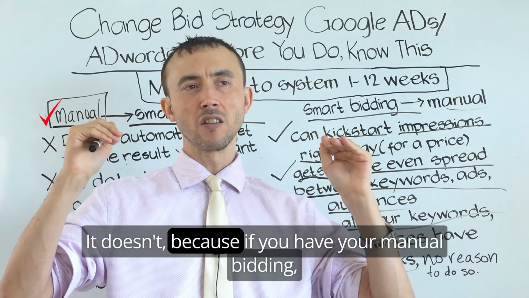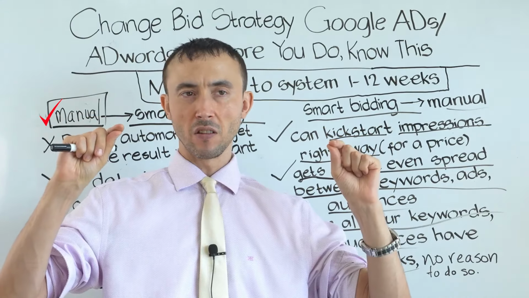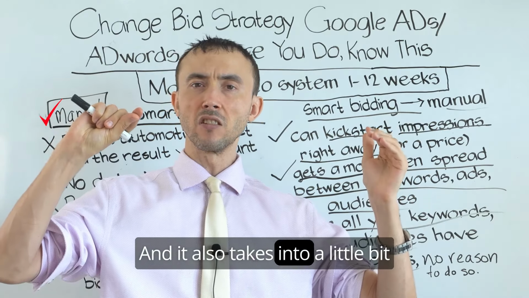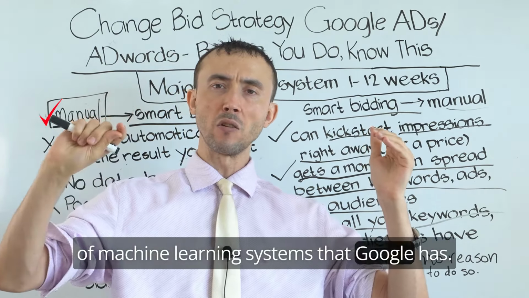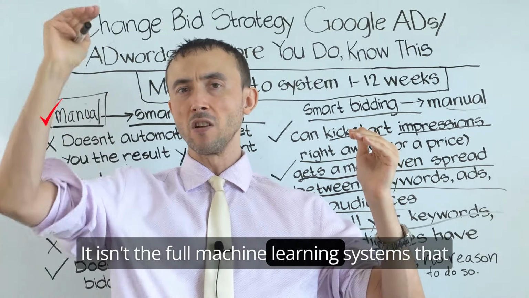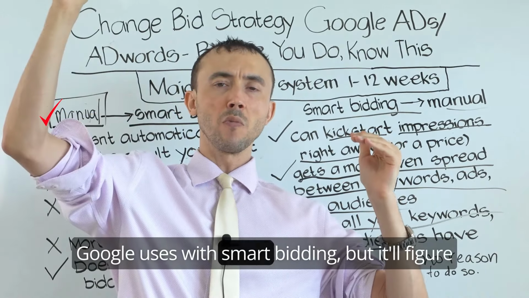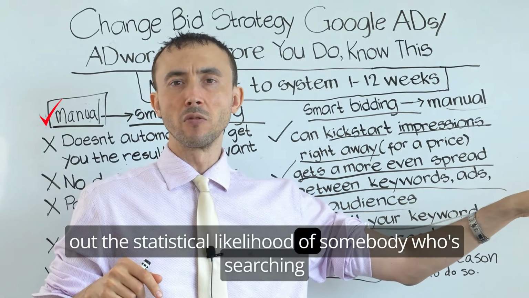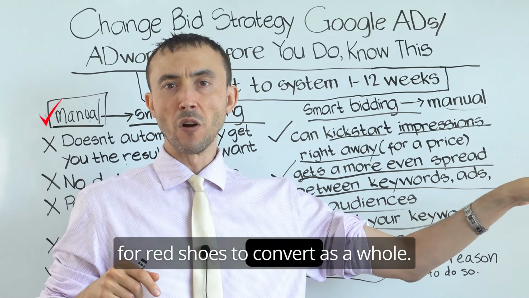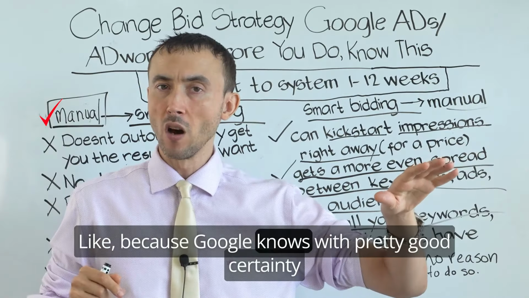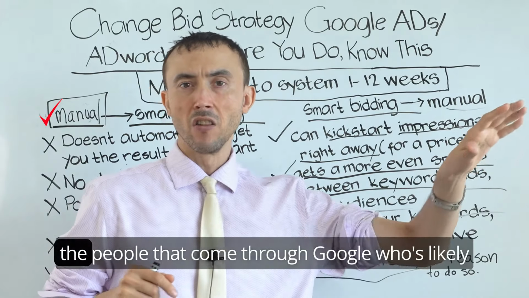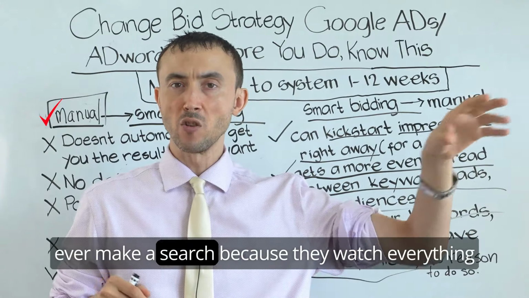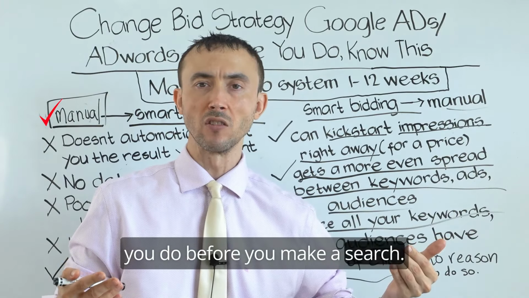It doesn't, because if you have your manual bidding, that's a situation that you're going to have. And it also takes into account a little bit of machine learning systems that Google has. It isn't the full machine learning systems that Google uses with smart bidding, but it'll figure out the statistical likelihood of somebody who's searching for red shoes to convert as a whole. Because Google knows with pretty good certainty the people that come through Google who's likely to be a customer versus not before they ever make a search, because they watch everything you do before you make a search.